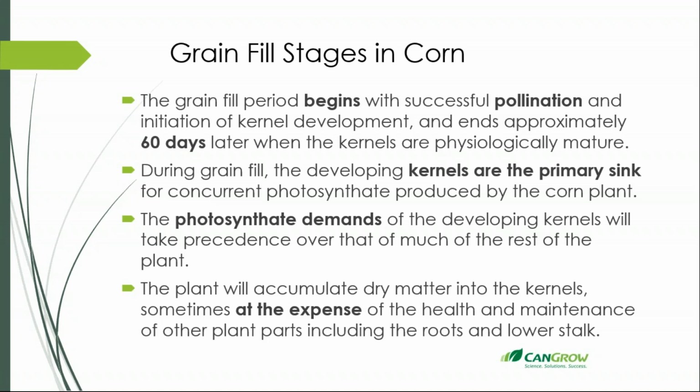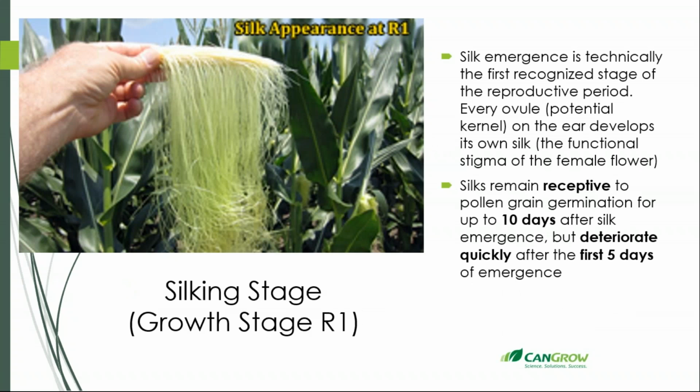So the sugar demands of the developing kernels will take precedence over that of much of the rest of the plant. We've seen the negative effect on plants that are poorly fertilized. The plant will accumulate dry matter into the kernels, sometimes at the expense of the health and maintenance of other plants and lower stalks. We've seen this, we understand this.